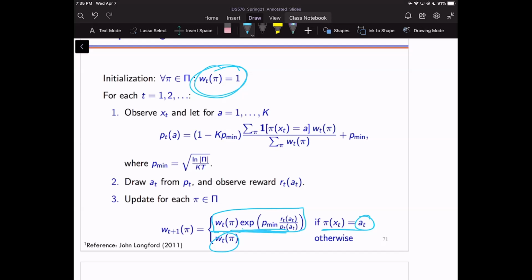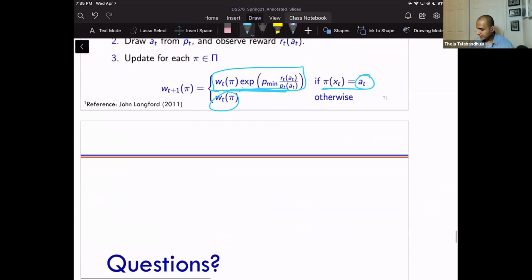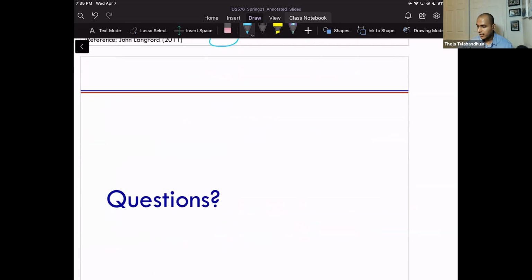So I want to switch over and talk about the infinite number of policies case, and actually I want to make a connection to supervised learning. This is one example. I'm again going to make connections to supervised learning and reinforcement learning in a few minutes. So for that, let me actually share my screen.